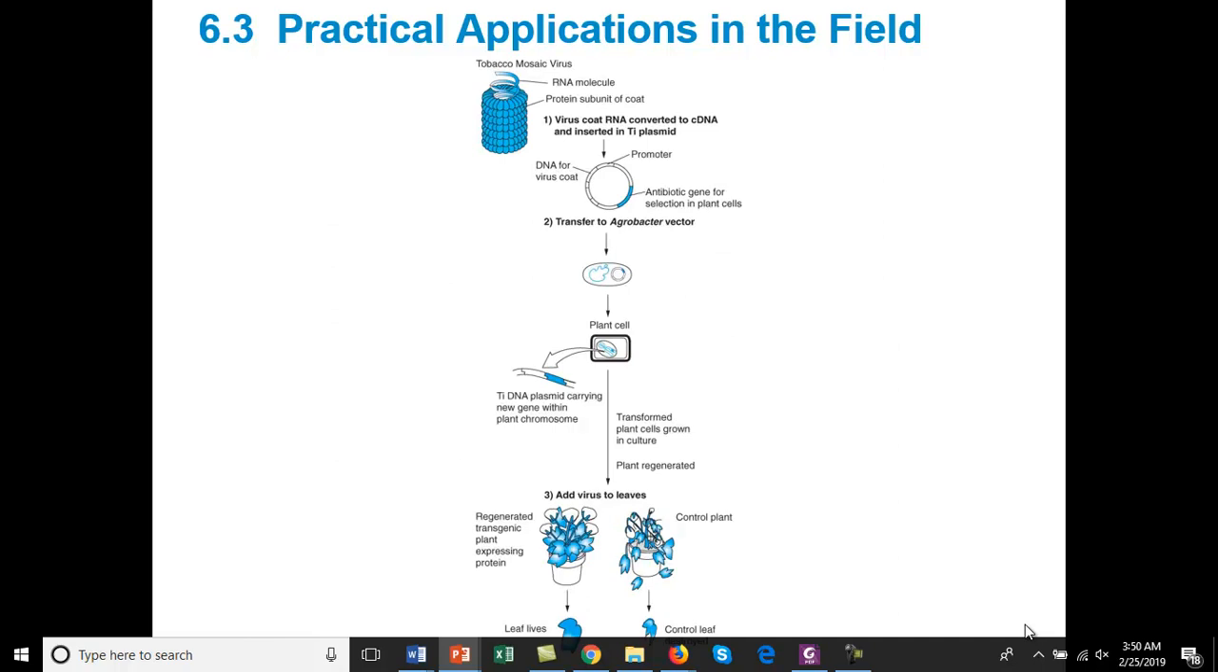This is tobacco mosaic virus. It's a helical virus, and you just take the DNA for a protein subunit. Okay, just take the coat. Actually, this is RNA because tobacco mosaic virus is an RNA virus. You convert it into DNA, and then you put that onto a plasmid, transform the plant cell, and then when you regenerate the plants, you just add the virus to the leaves, and simply the inoculated plants will live, and the non-inoculated tobacco plants will die.